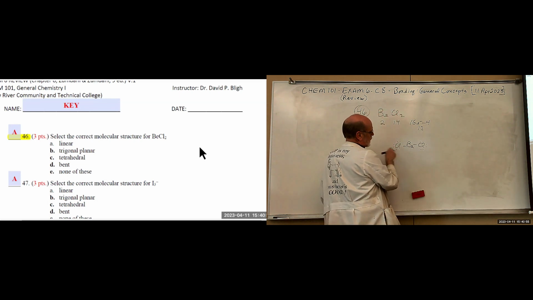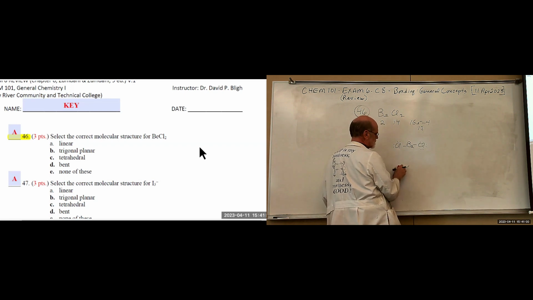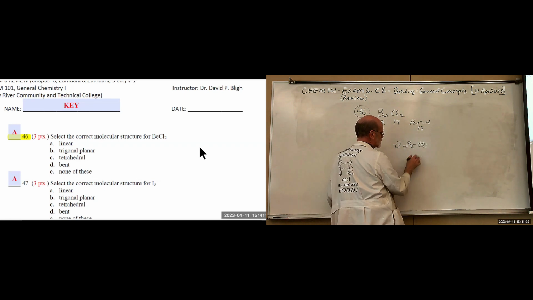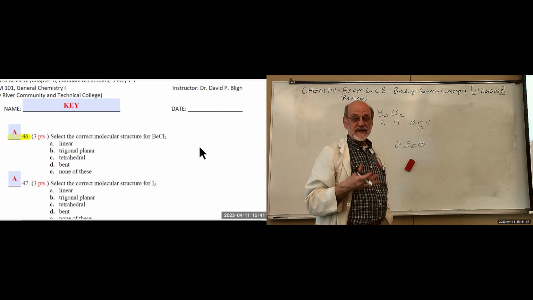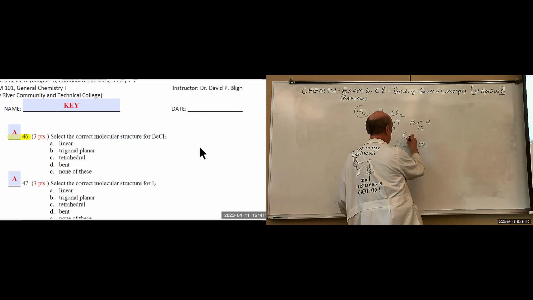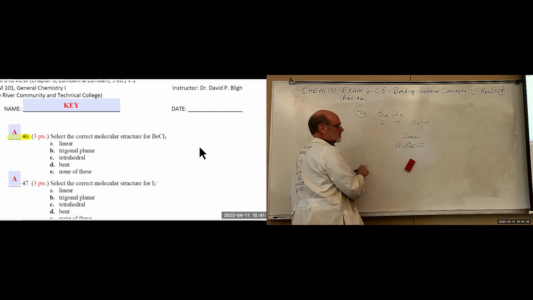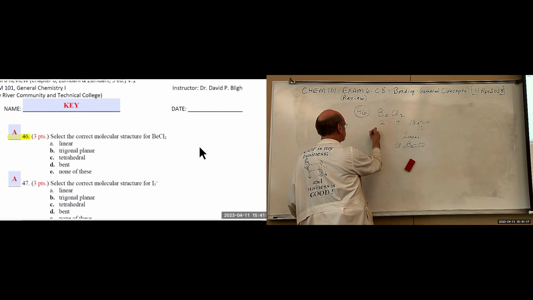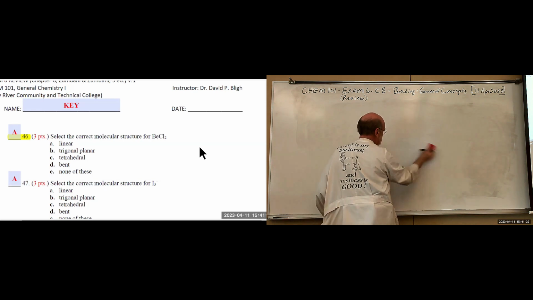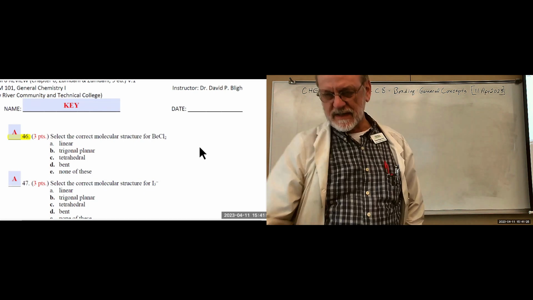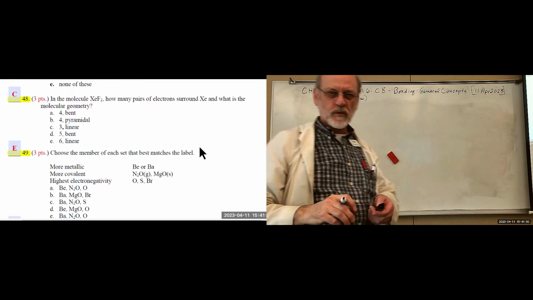Okay. So beryllium needs an octet. So let's take these 2 here and these 2 here. And it's still got 2 groups around beryllium, so this is a linear molecule. Right? 2 groups means linear. That's 8. 6. And let's see. 48.